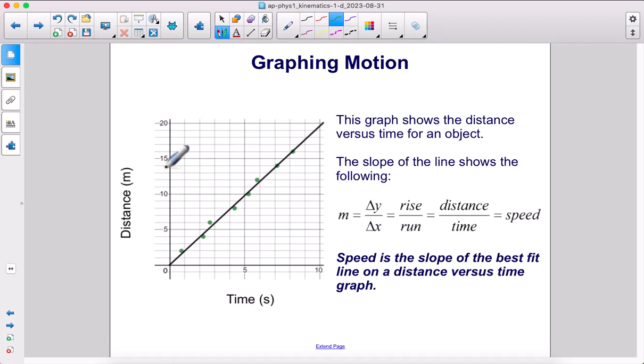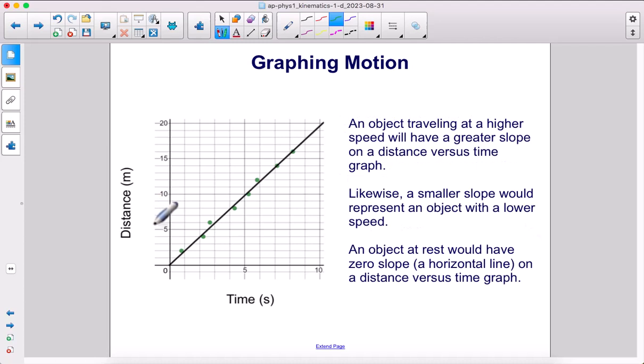This graph shows distance versus time for an object. The slope of the line shows rise over run. Rise is distance. Run is time. What is distance over time? Speed. Speed is the slope of the best fit line on a distance versus time graph. An object traveling at a higher speed will have a greater slope on a distance versus time graph. Higher speed would indicate more distance over less time, so your line might look like that, this way.